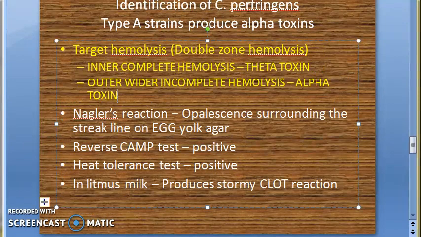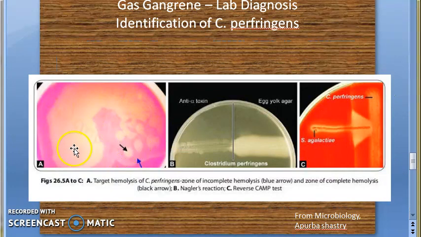Alpha toxin. So let me explain this diagram again. Inner narrow complete hemolysis because of theta toxin. Outer wider incomplete hemolysis because of alpha toxin.